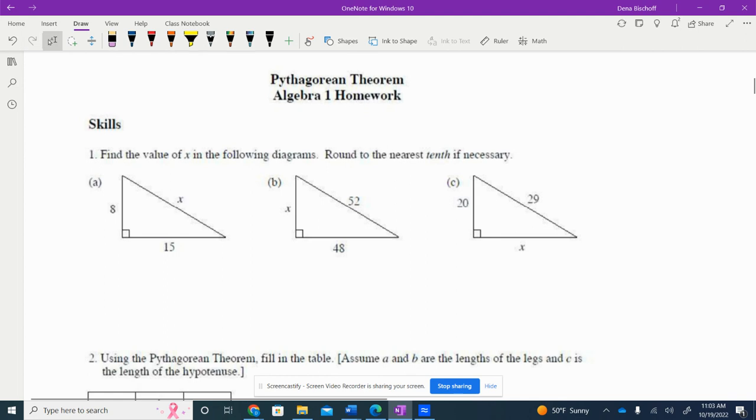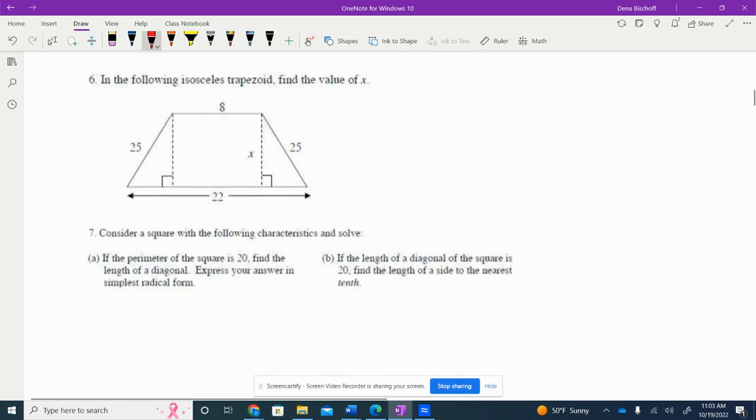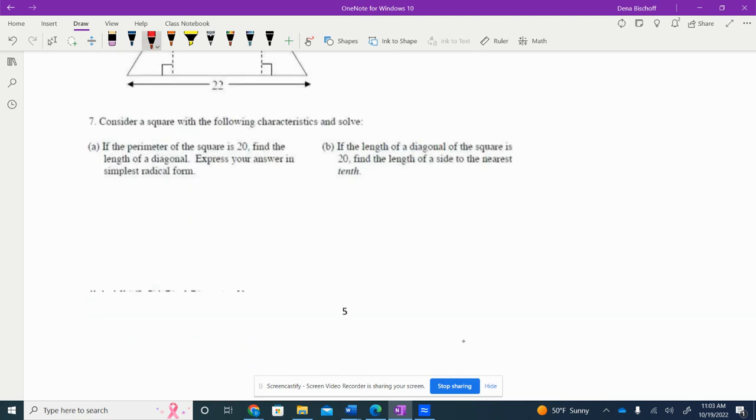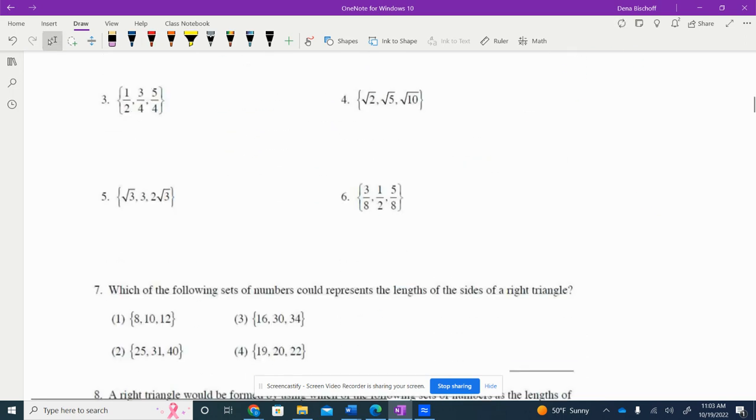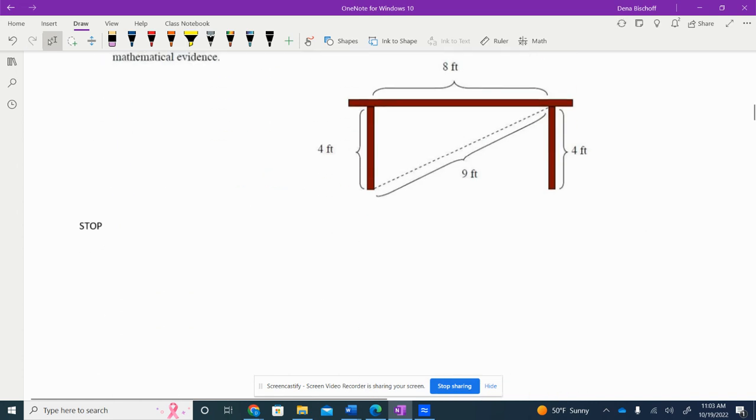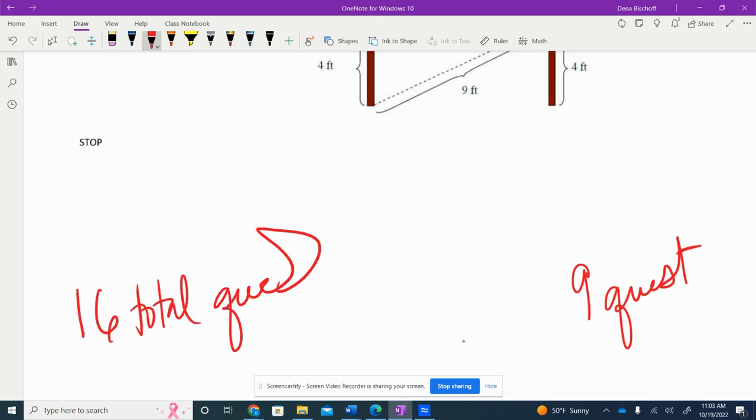So your homework, Pythagorean theorem, Algebra 1 homework, has 7 questions. And your converse of your Pythagorean theorem has 9 questions. So for a total of 16 total questions. Okay?